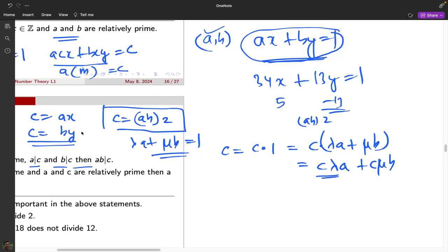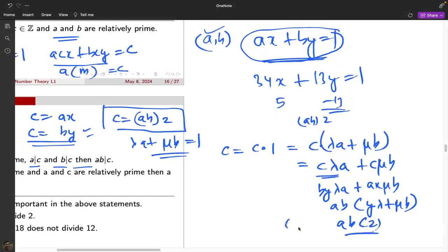So for that I will use this result. C is actually equal to BY. So this is actually BY into lambda A plus this is actually AX into mu B. So I can take AB outside. So this will become Y into lambda plus mu into B. Okay, so you can see that C is actually AB into some Z. So C is actually some AB into Z. That means AB divides C. So this was obtained because of this result only, since A and B were relatively prime. Otherwise we will not be obtaining this result. So you are adjusting the coefficients based on that result.